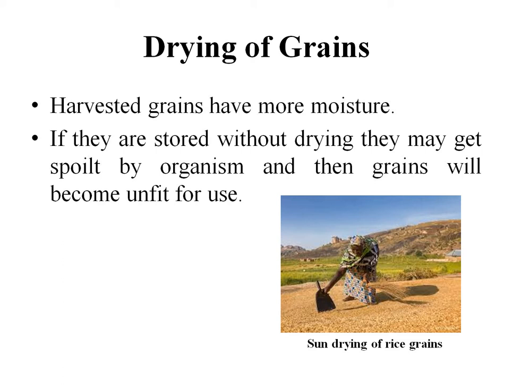Students, harvested grains have moisture and if harvested grains are stored before drying, then grains may be spoiled by organisms. So, the grains will become unfit for use. Hence, before storing, grains are dried in the sun to reduce moisture present in grains. Drying of grains protects the grain from insect, pests, bacteria and fungi.